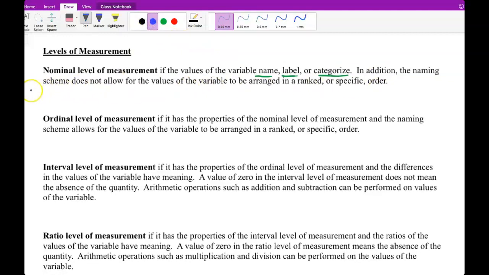So I'm writing that part here. So data are qualitative. And also they cannot be ordered.